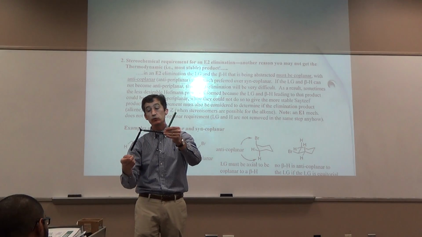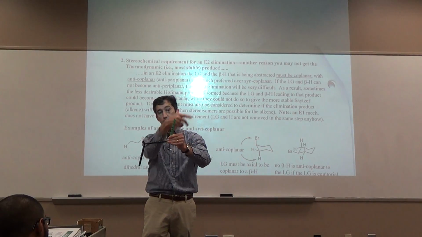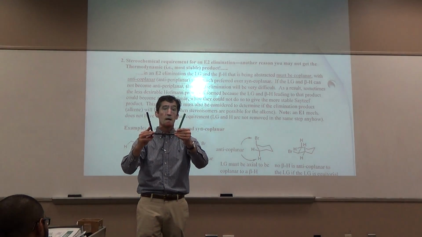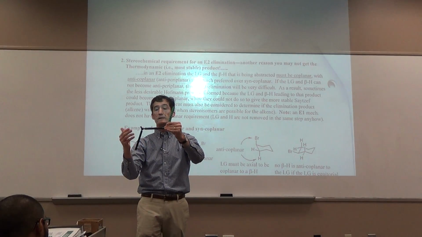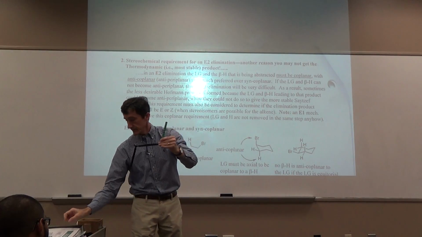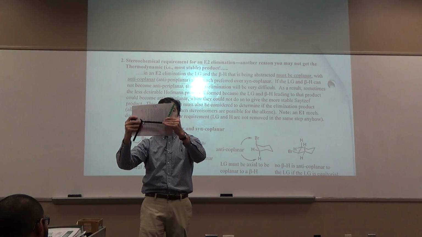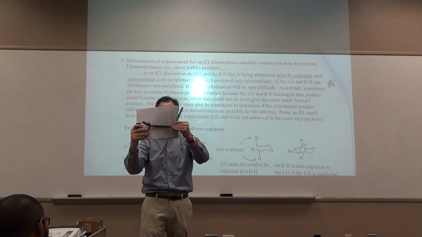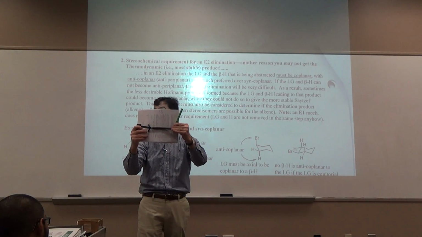Remember, when we do an E2, everything happens at the same time. The base takes the H, electrons move in, and this moves off. How do they have to be? Anti-coplanar. Anti and coplanar. You see how this and this are in the same plane? If I hold up a sheet of paper like this, one sheet of paper, there's your plane. What if the H is there? Are they in the same plane? No. The leaving group's in the plane, but that H is pointing forward.